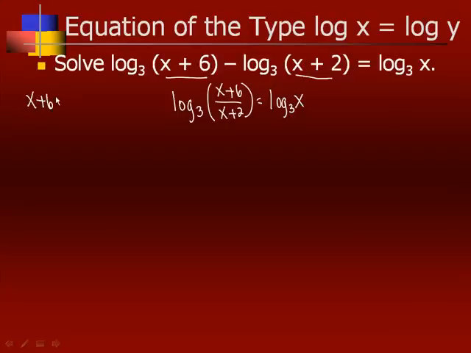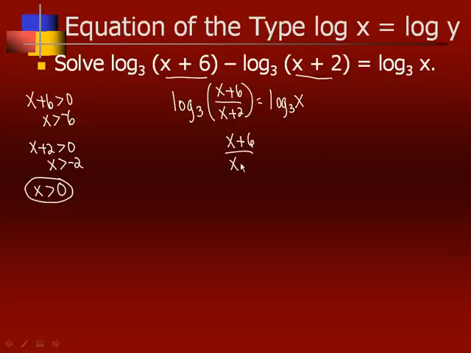Now remember, on the first one, x plus 6 has to be greater than 0, so x has to be greater than negative 6. The second one, x plus 2, has to be greater than 0, so x has to be greater than negative 2. And then the third one, x has to be greater than 0. Well, we need this one because this one fits all three of them, so when we get a solution, it had better be greater than 0. Now, because we've got the log base 3 here and the log base 3 here, the only way those two could be equal is if their arguments are equal.